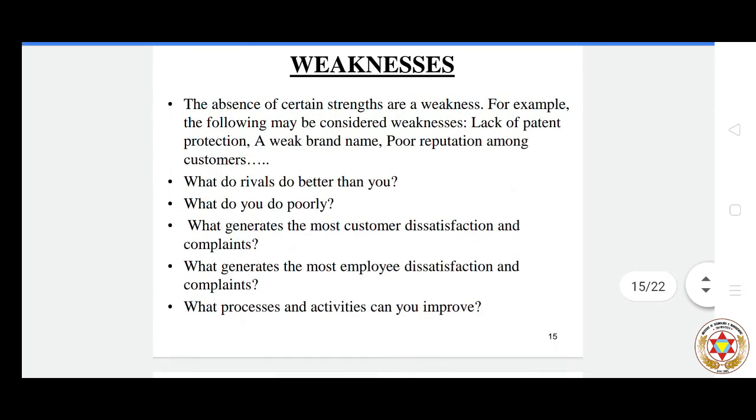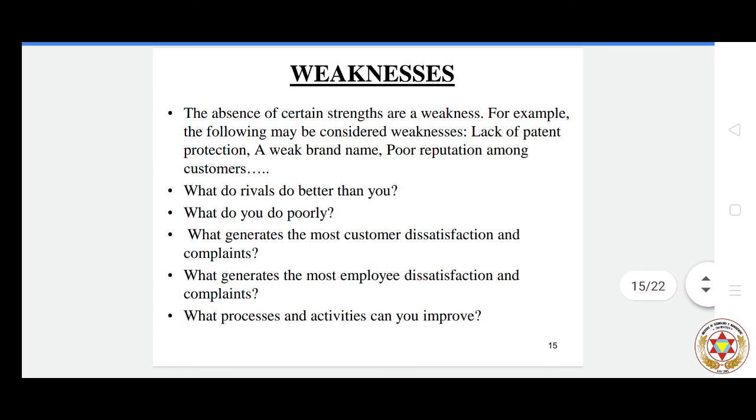The weaknesses of an organization are like lack of patent protection, or weak brand name, or a poor reputation among the customers, high cost structure, or lack of access to the best natural resources, or lack of access to the key distribution channels. It can be like that. So the few questions which have to be answered are: what do rivals do better than you? What do you do poorly? What generates the most customer dissatisfaction and complaints? Or what generates the most employee dissatisfaction and complaints? Or what processes and activities can you improve?